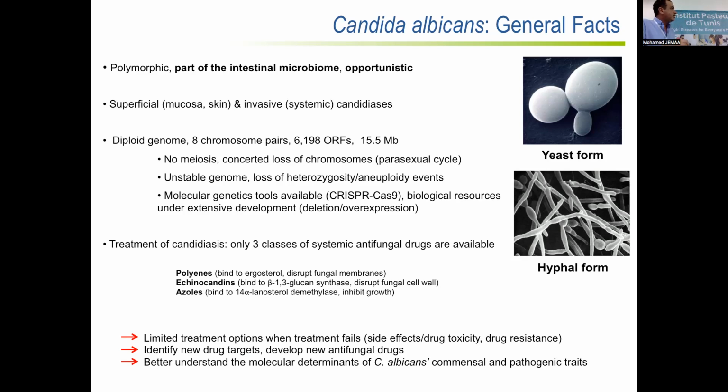3 families: polyenes that bind ergosterol and disrupt fungal membranes, for instance amphotericin B as an example. Echinocandins that bind to beta-1,3 glucan synthase to disrupt the fungal cell wall as well, and an example is caspofungin. And azoles that bind to 14-alpha demethylase, which inhibits the growth. So this is a biosynthetic pathway of ergosterol. So ergosterol is the cholesterol for yeast species and Leishmania as well.